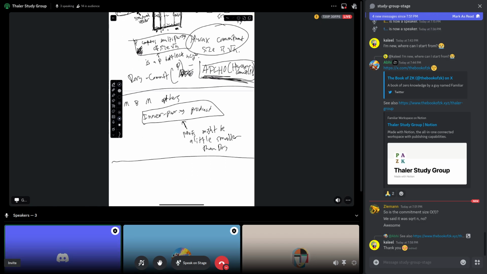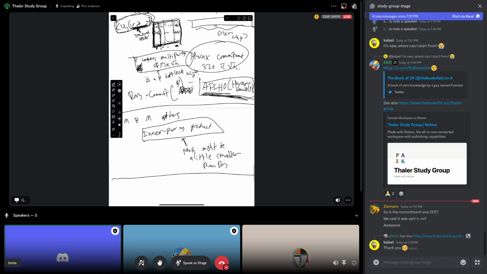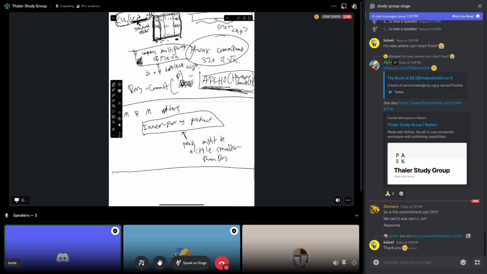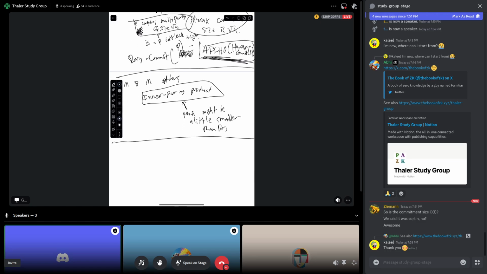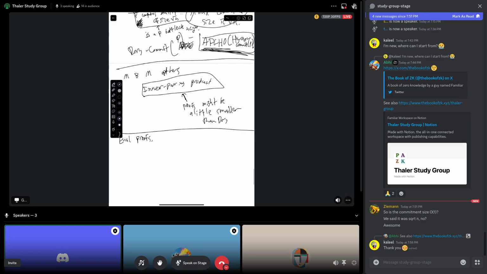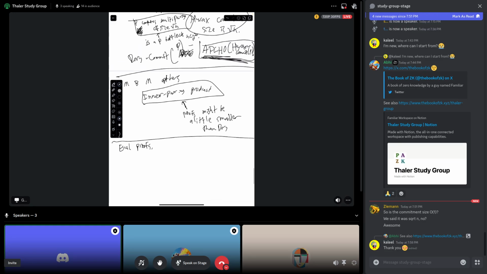Okay, so that's the commitment in Dory. Now let's talk about evaluation proofs here. I told you what the commitment was. I haven't told you how the prover provides evaluations of the committed thing.